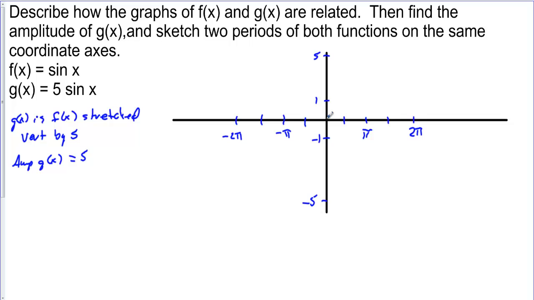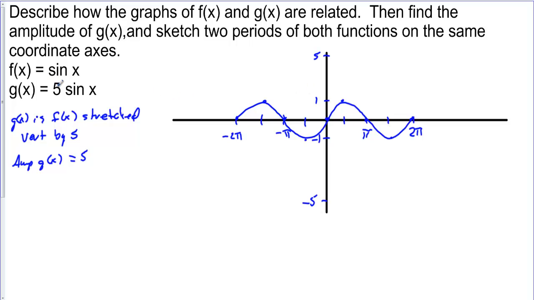So to graph sine starts at 0. It goes up to 1, back to 0, down to negative 1, and back to 0. So there's one complete wave of sine. We go to negative 1, 0, up to 1, and back to 0. So there's two complete waves of sine.